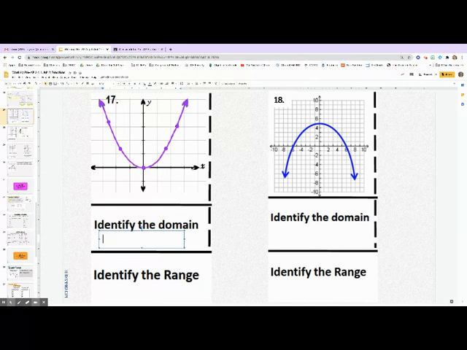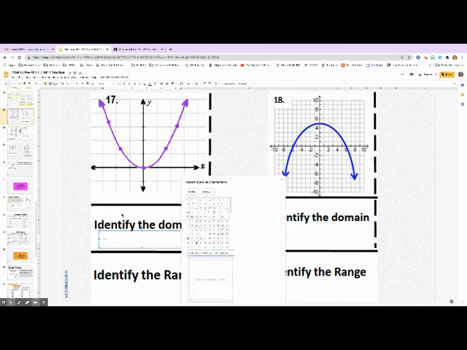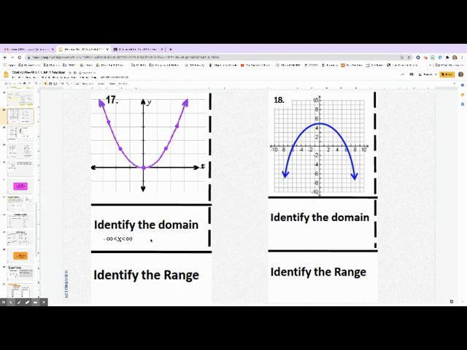So it's negative infinity. Let's see if I can insert the special character, which is infinity. Okay, cool. Negative infinity is less than x is less than positive infinity. And that also means just from negative infinity to positive infinity.